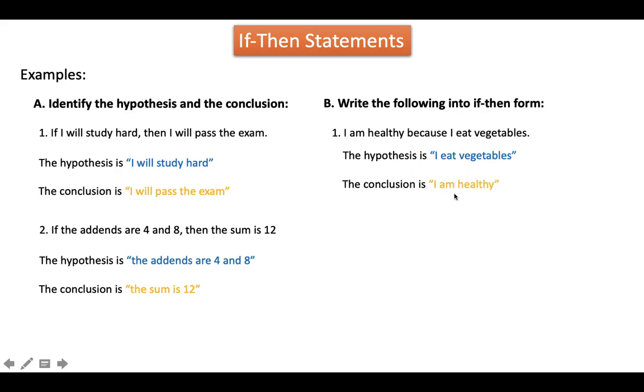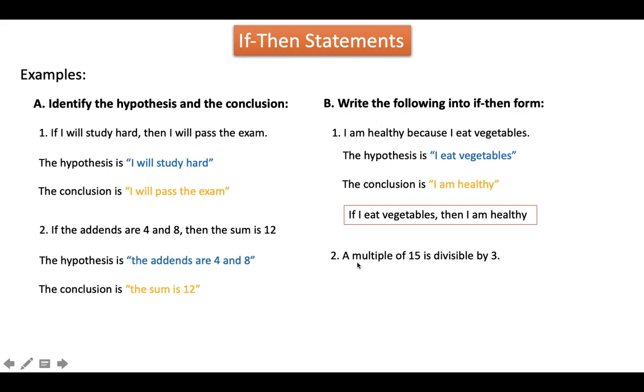Why? Because the reason why I am healthy is because I eat vegetables. So this is the cause and this is the effect. This is the hypothesis and the conclusion. So its if-then form is if I eat vegetables, then I am healthy. So the hypothesis is not always written in the first part. Sometimes it is written in the second part if the statement is not in the if-then form.